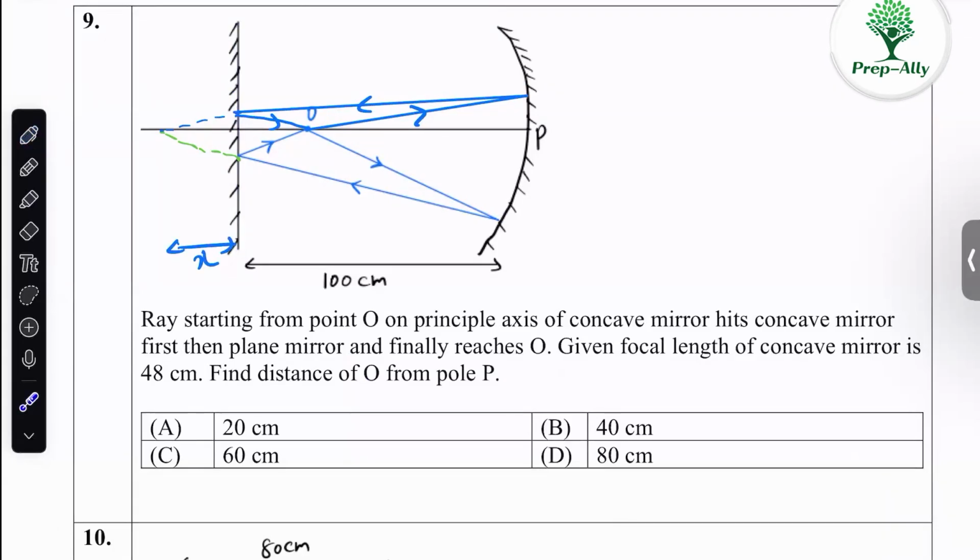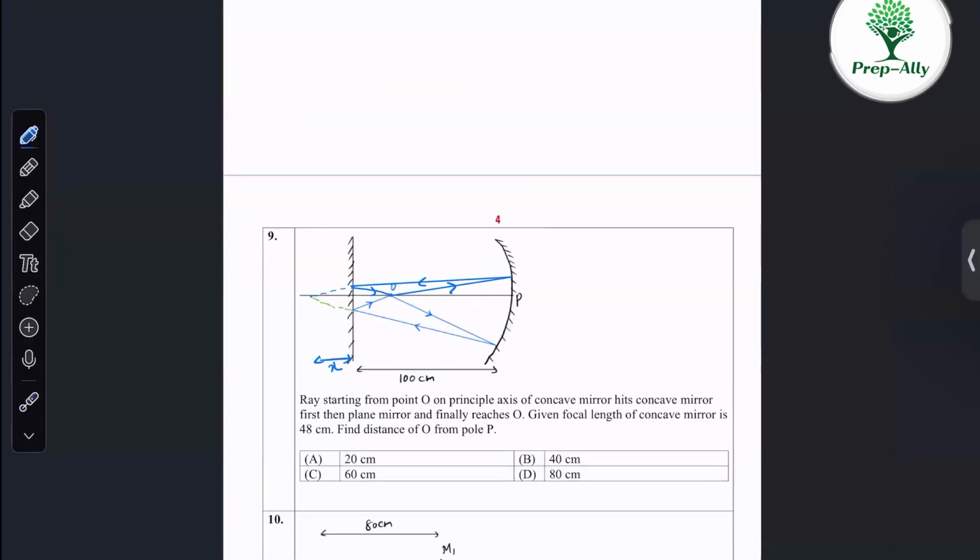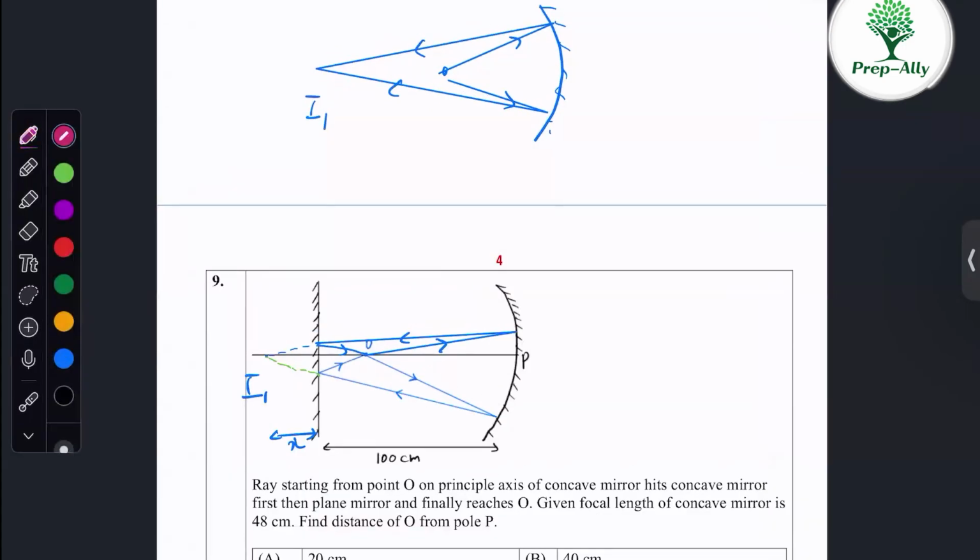first reflection is happening on the concave mirror. So it means first you have to focus on the concave mirror. Wherever the rays are meeting, that will be the image formation. The image of the concave mirror, I or I1, will now act like an object for the plane mirror because we put a plane mirror in between.